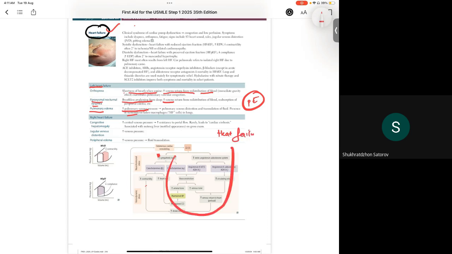Remember, for example, if this is your left ventricle, blood is going to pool back into the pulmonary vessels, right? And as a result of that, we'll be having pulmonary edema, right? Okay, in this pulmonary edema, is that going to be a transudative edema or exudative edema?